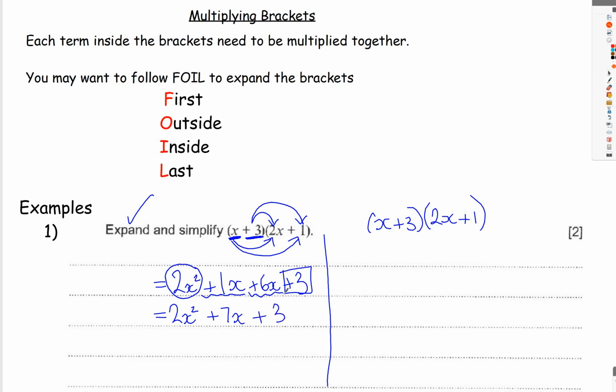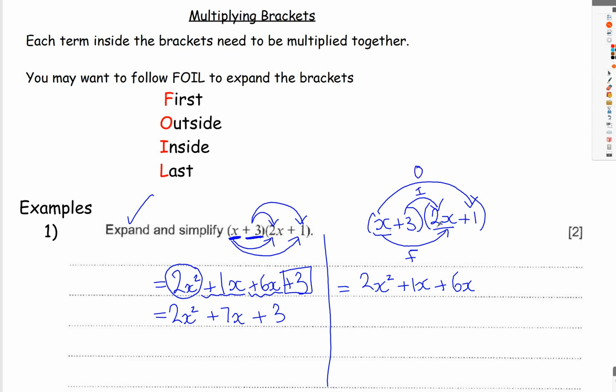Okay. If we were to follow FOIL, it's very much the same, whereby you look at these, what's first in each bracket? Well, the x and the 2x are first, so we multiply those together. That will give you 2x squared. Which are on the outside of the brackets? Well, the x and this plus 1 are on the outside of each bracket, so multiply those together, plus 1x. If those are on the outside, then on the inside it's going to be plus 3 and the 2x, multiply those together, that gives you plus 6x.